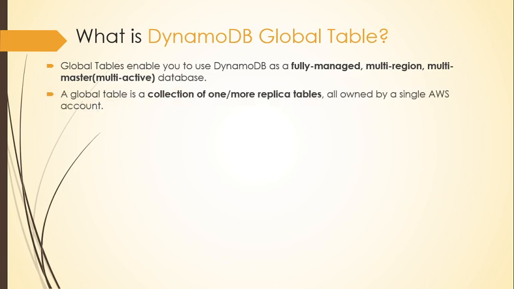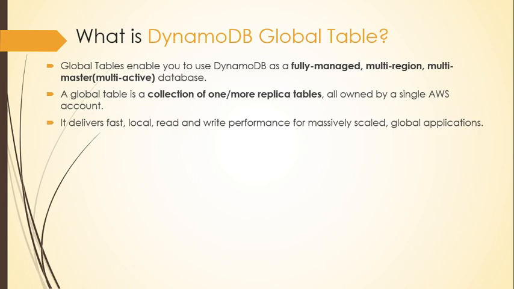A global table is a collection of one or more replica tables all owned by a single AWS account. So you can have your DynamoDB table in multiple AWS regions in a single AWS account. It delivers fast, local read and write performance for massively scaled global applications. So for global applications, global table is the ideal best fit.